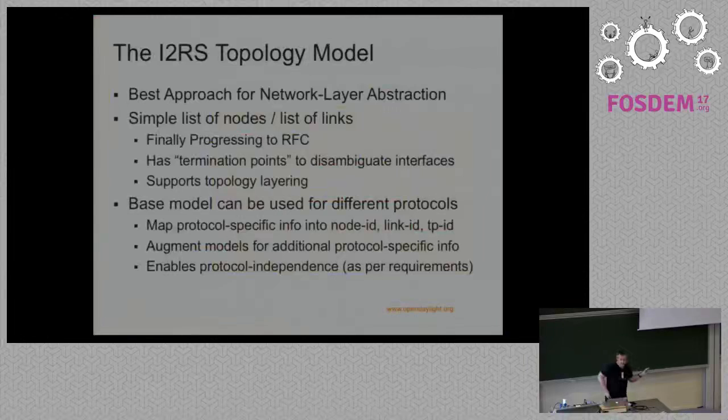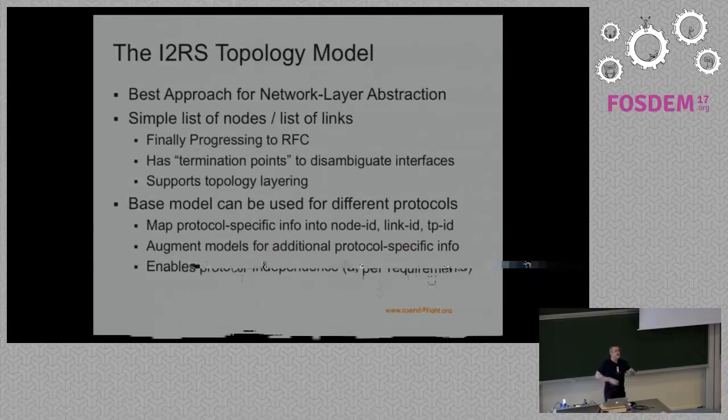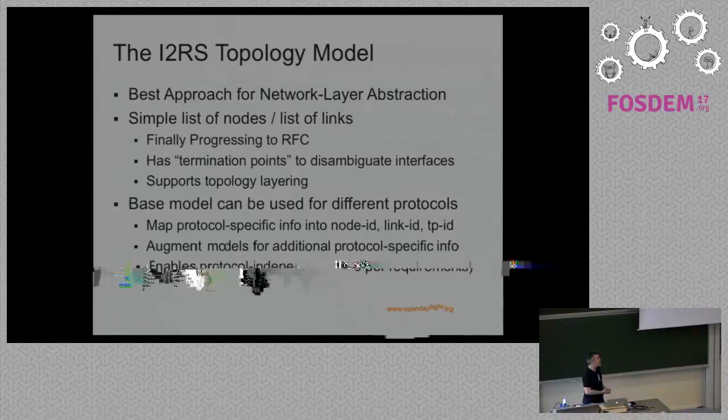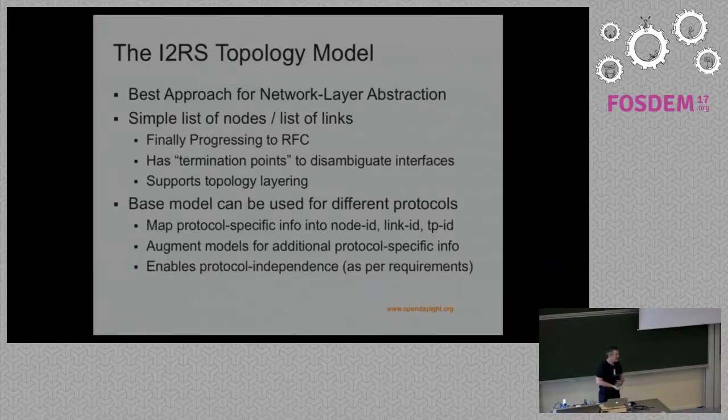So yeah, topology model. To my mind, this is the best way of doing a network level abstraction. And really, if you're doing anything in SDN in the broadest sense, what you need is a network level abstraction. Because if you're just going to operate on individual nodes, why on earth do you need a controller? The whole point is to get away from thinking about individual routers to thinking about the network as a whole. So what it is is just a list of nodes, a list of links. Finally, it seems to be getting towards RFC, modulo a bit of politics in the IETF over it.